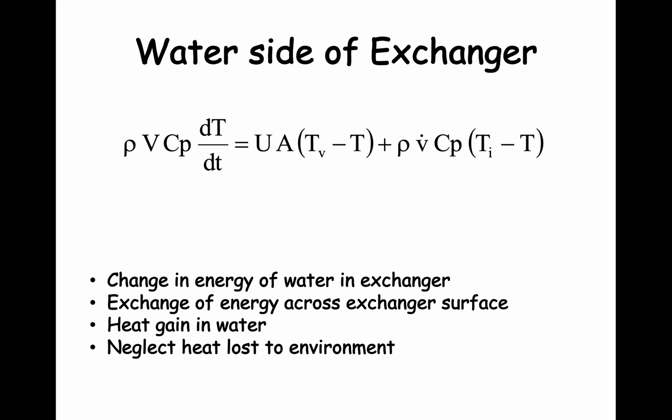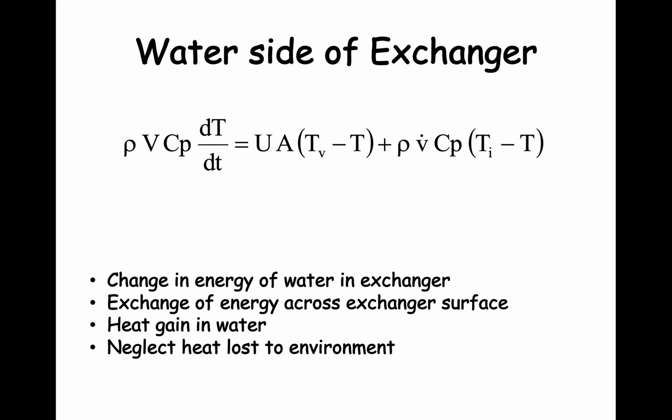The next term describes heat gained by the cold water. This term is identical to the one we used in the fluid heating problem. Ti is the cold water temperature. Finally, we are going to neglect heat losses to the environment by assuming that the heat exchanger is well insulated around the outside.